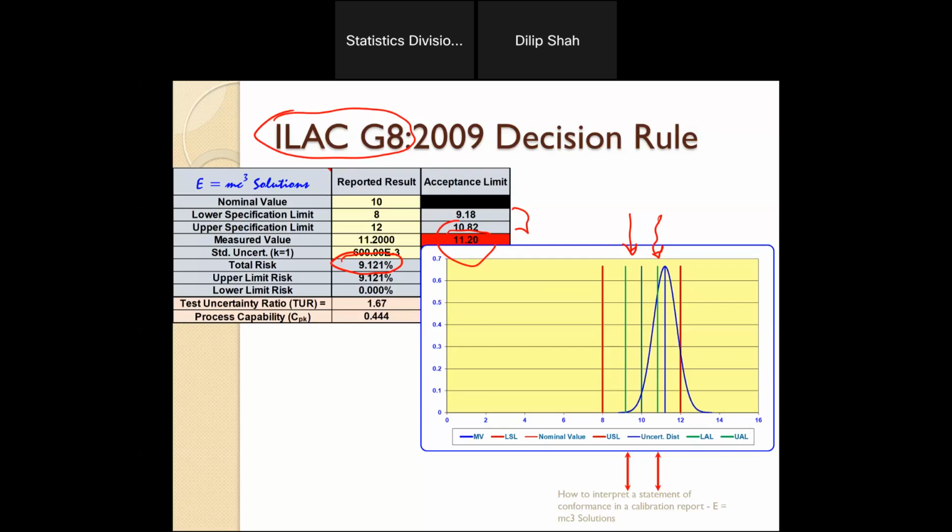But just be aware that that decision rule is very conservative in nature. So sometimes it's good when things are conservative in nature, but sometimes you don't want to have too many false rejects as well. But it would depend on the application, where you're using the measurement result or the equipment associated with that measurement result.